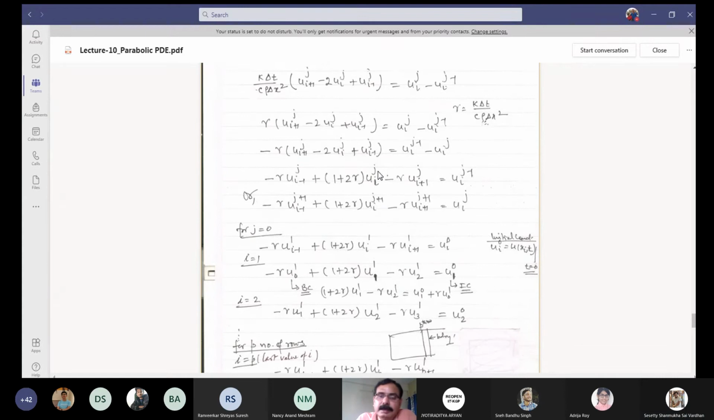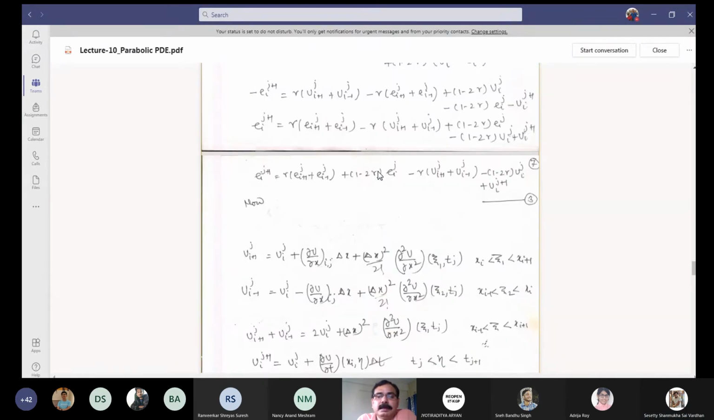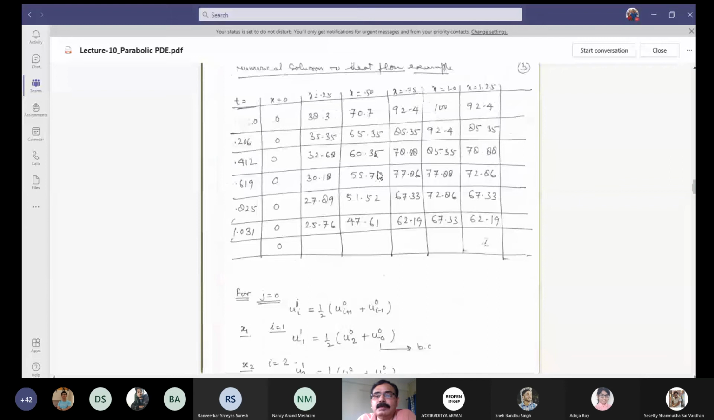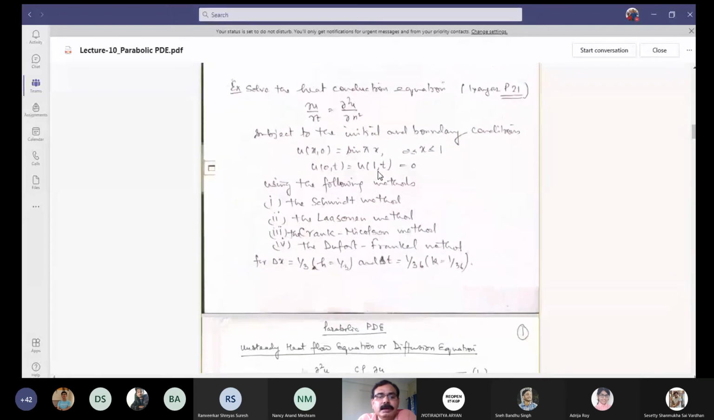Next method is your Dufort-Frankel method. There is one more thing which I'd like to tell you. This problem is given, taken from the Iyengar book, from page number 21 in the version which I had. Maybe one or two methods may not be included there, but I have asked you to solve this for all the methods. Means Schmidt method, Laasonen method, Crank-Nicolson method, and Dufort-Frankel method. All the methods are written here, right?